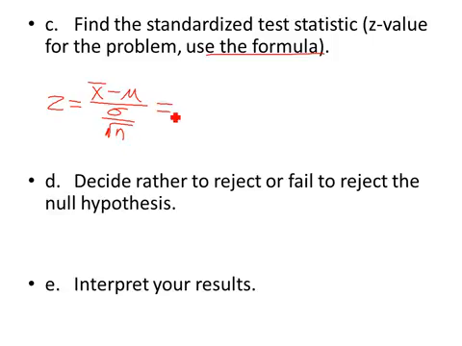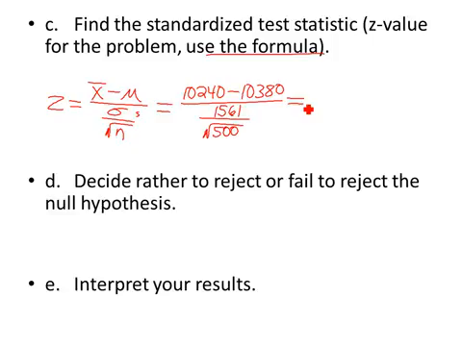Somebody help me out because my scores are gone. What was our X bar? 10,240. Minus, what was it, 10,380? Over, what was our standard deviation? And this right here, even though it's sigma, it could also be S. Doesn't matter which one it is. 1561. I forgot to write that down over there, didn't I? And then what was our N? 500. Somebody figure all that out for us.